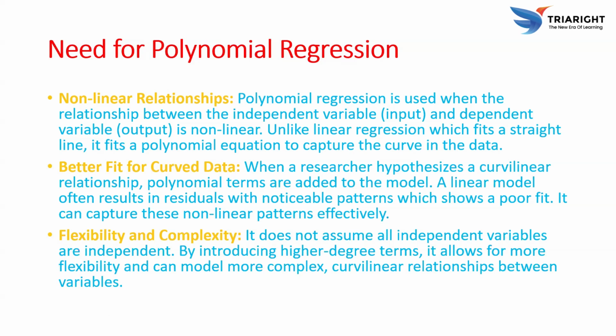So here we have flexibility and complexity, because it does not assume all the independent variables are linear. By introducing higher degree terms, it allows for flexibility and can model more complex curvilinear relationships between the variables, with terms like x, x squared, x to the power of 3, up to the nth term. So polynomial regression offers greater flexibility to model more complex curvilinear relationships than simple linear regression can. It allows the model to capture turning points or local maxima or minima, we can say that.